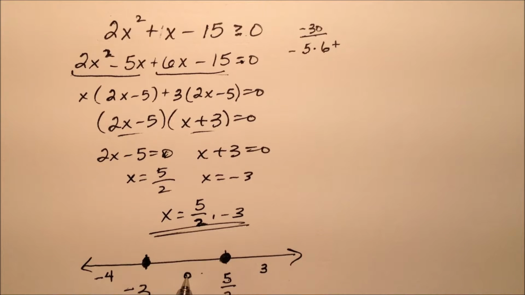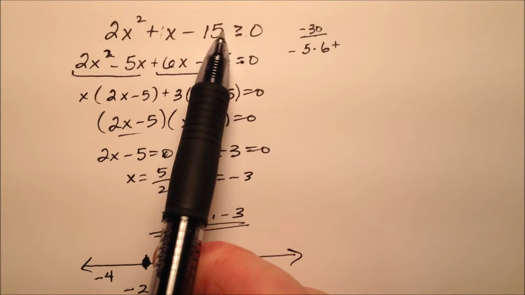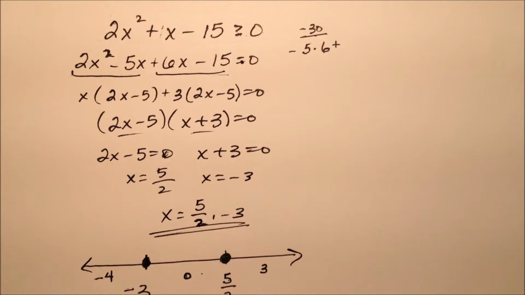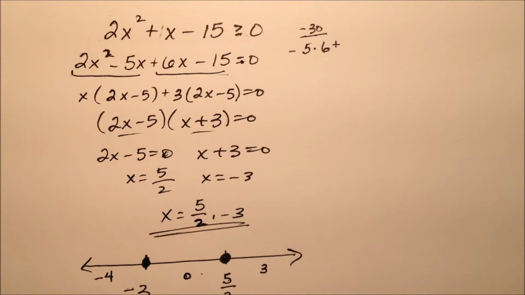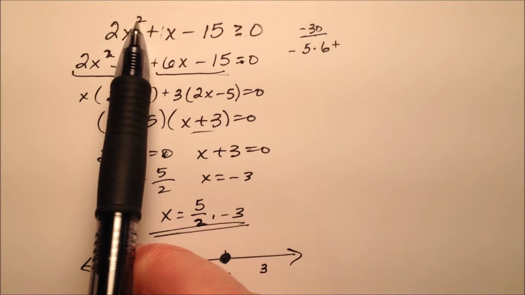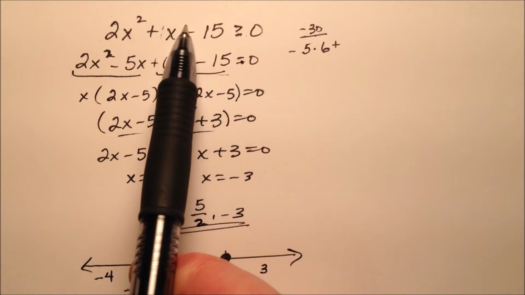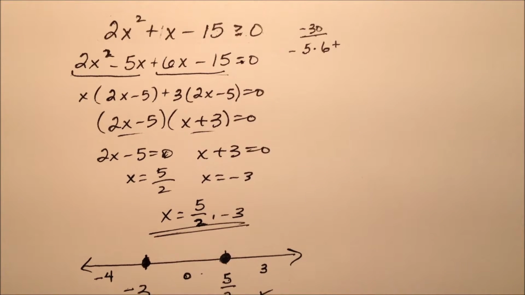So let's go ahead and plug in 0. So 0 plus 0, and then -15. So we have -15 is greater than or equal to 0. Well, that'd be a no, because a negative number is not greater than or equal to 0. So let's try +3. So 3 squared is 9, times 2 is 18, plus 3 is 21, and then -15 is 6. So 6 is bigger than 0. So that one will work.